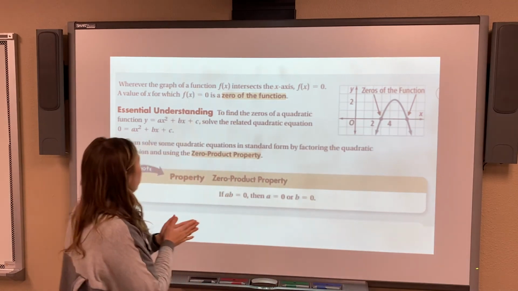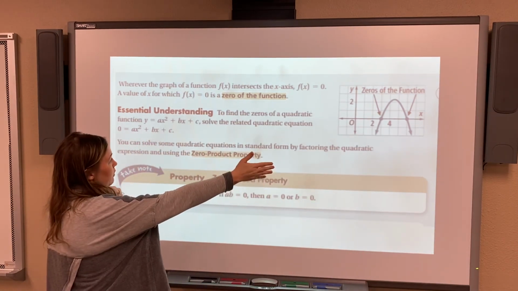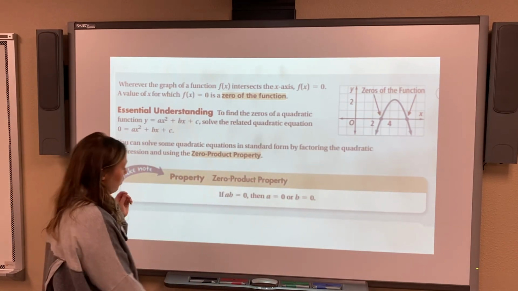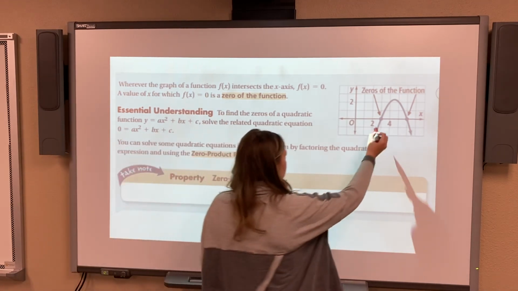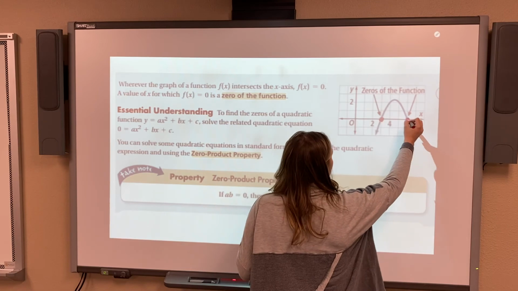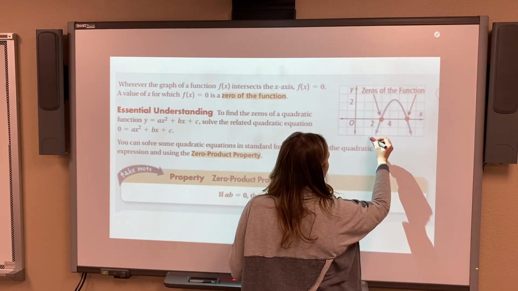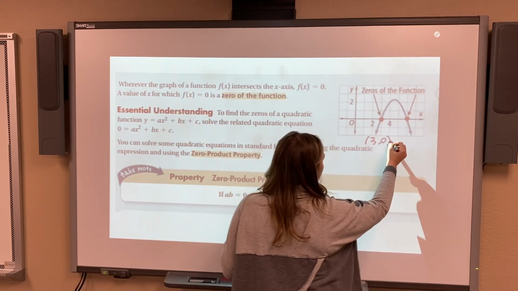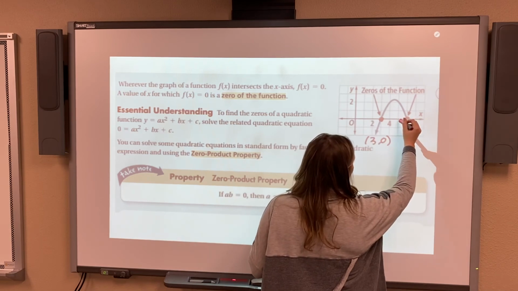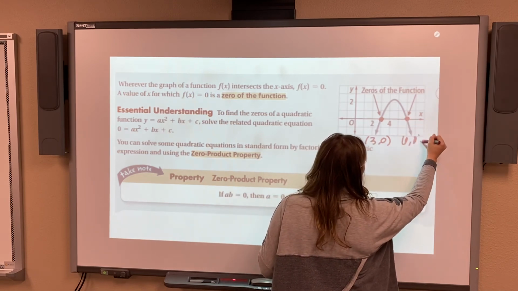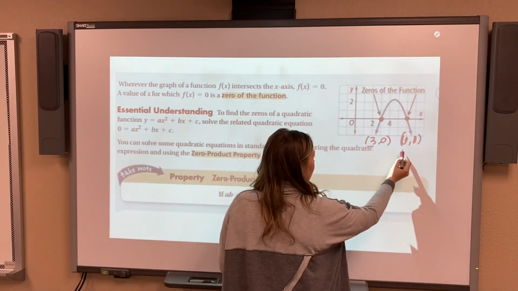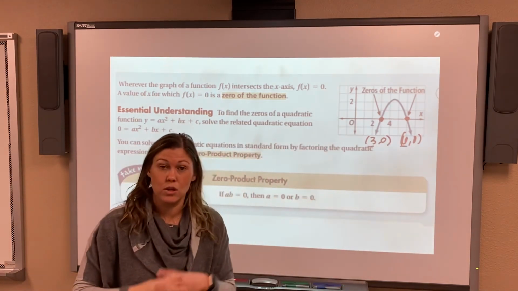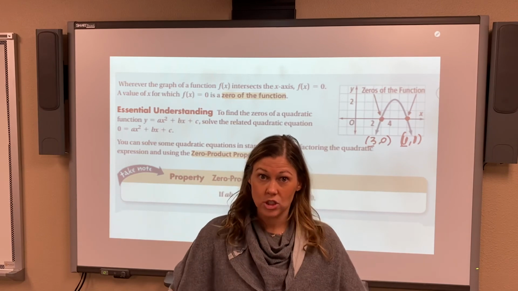And so if we graph a parabola, so if we look over here, we have f of x. And so wherever our graph f of x intersects the x-axis, which would be right here and right here. Okay, those coordinate points, this one is (3, 0), and this one is (6, 0). Okay, so here, these x values, 3 and 6, those are solutions to our quadratic equation.